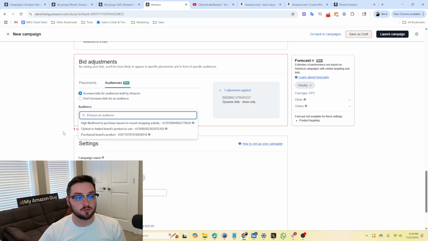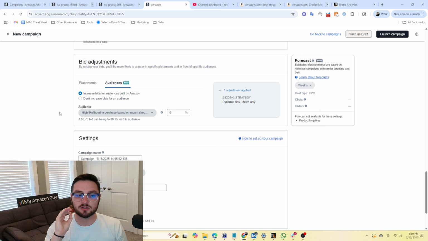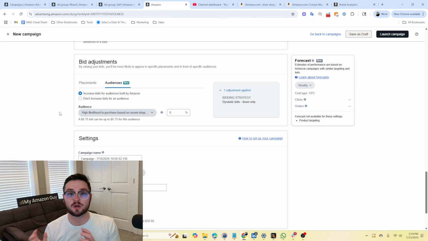And then finally, we have purchased brand's product. So this is the more interesting aspect here, where essentially if they have purchased from you in the past, this allows you to essentially retarget them again with your products. Now, the one that we are going after is high likelihood to purchase based on recent shopping activity. The primary reason why we are going after this one is because they are already likely to purchase within your category.